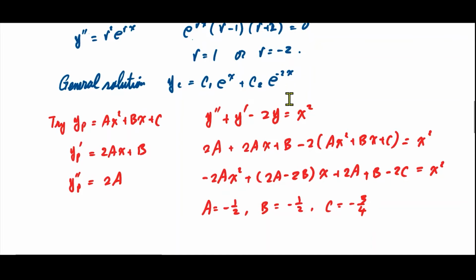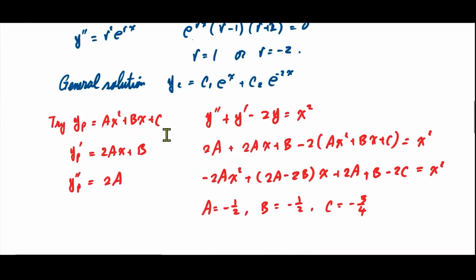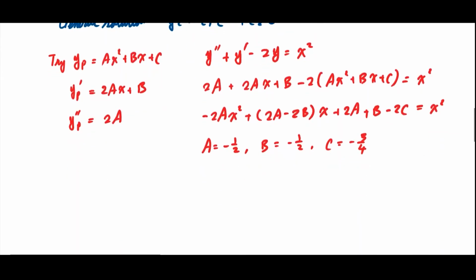So we'll fry that fish some other day, but so far, this method of undetermined coefficients, meaning undetermined coefficients A, B, C, works because the function itself is pretty easy to guess. Okay, so now what we have is y particular solution is negative 1/2 x squared minus 1/2 x minus 3/4.